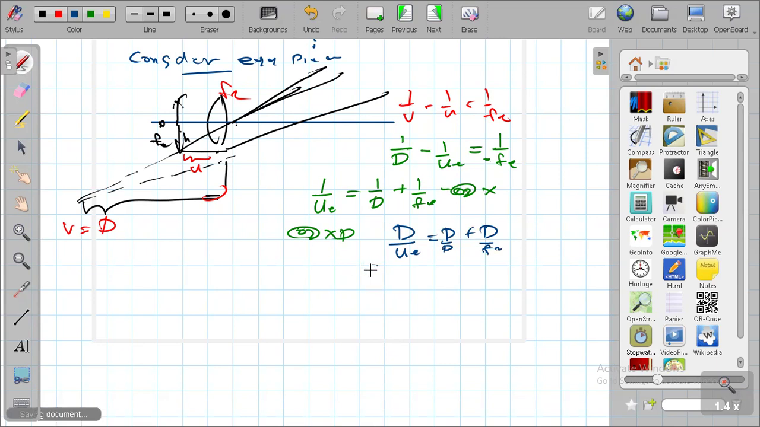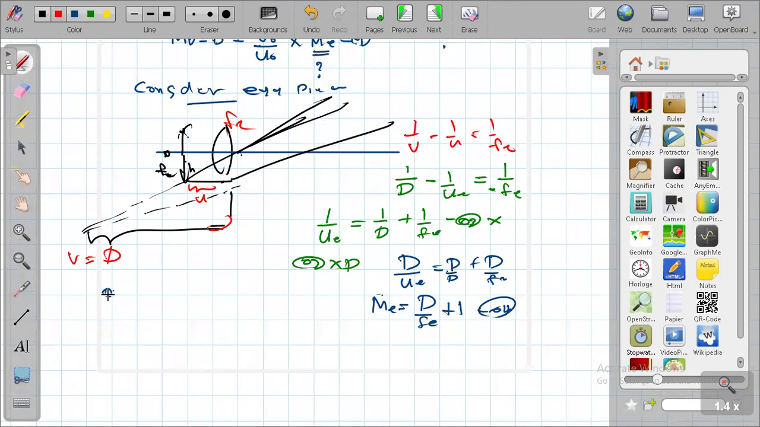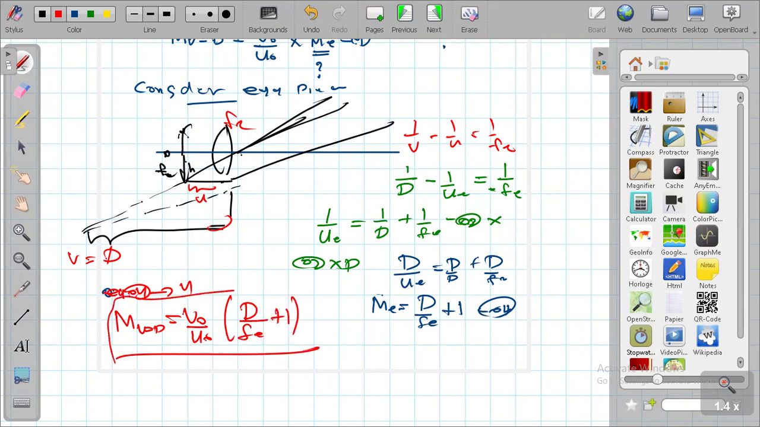The same thing repeats again. ME equals D over FE plus 1. Equation number 4. If I put this into Y, what is my final result? M equals D equals V objective over U objective times D over FE plus 1. This is the final magnification equation.